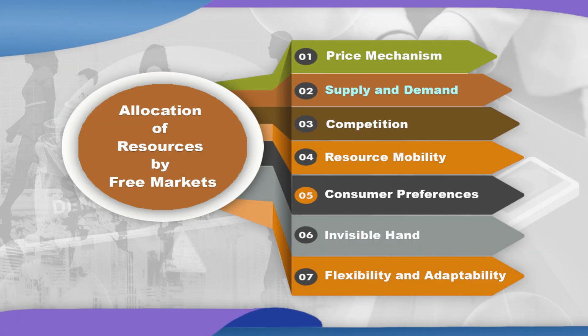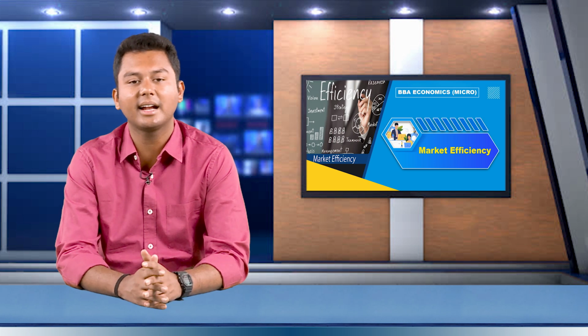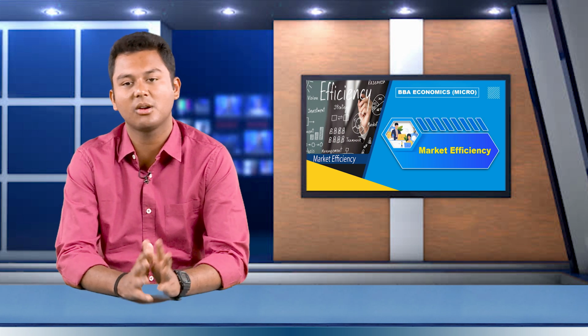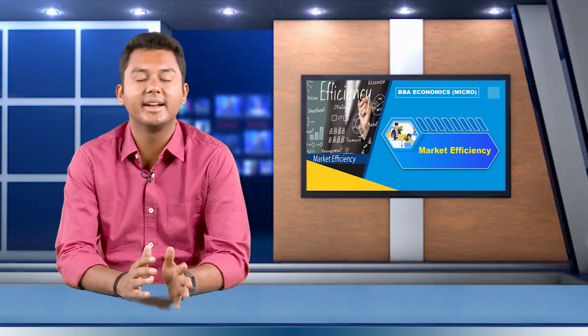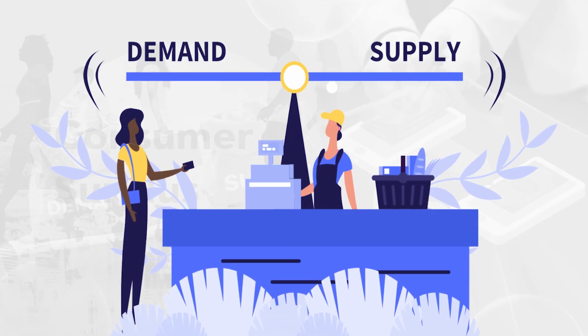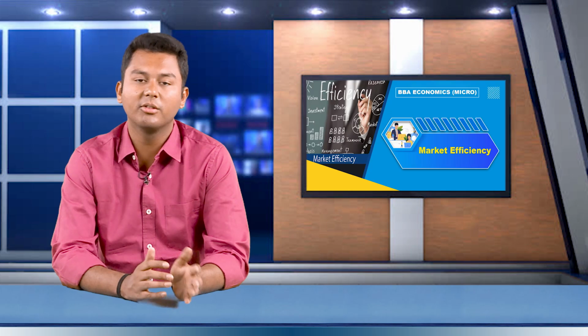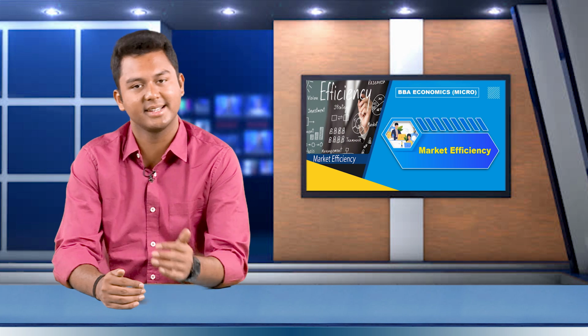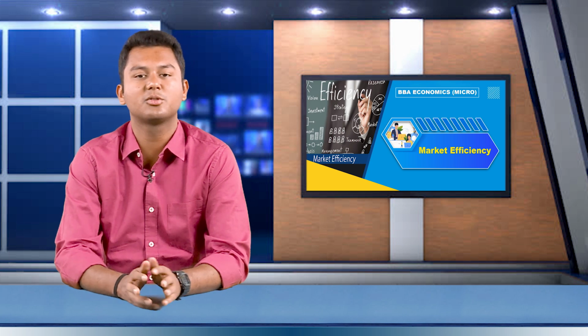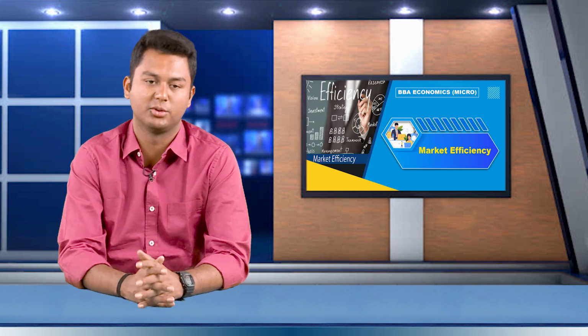Next point is supply and demand. In free markets, supply and demand interact to determine prices and quantities of goods and services. When demand increases for a product, prices rise, incentivizing producers to increase supply and meet the higher demand. Conversely, if demand decreases, the prices fall, signaling producers to reduce supply or relocate resources to more in-demand goods.